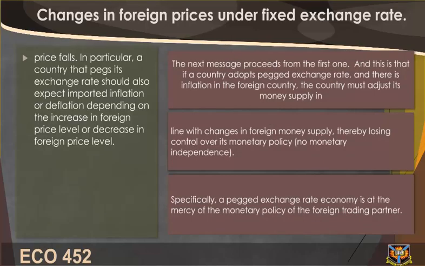price falls. In particular, a country that pegs its exchange rate should also expect imported inflation or deflation depending on the increase in foreign price level or decrease in foreign price level. The next message proceeds from the first one, and this is that if a country adopts pegged exchange rate and there is inflation in the foreign country, the country must adjust its money supply in line with changes in foreign money supply, thereby losing control over its monetary policy, no monetary independence. Specifically, a pegged exchange rate economy is at the mercy of the monetary policy of the foreign trading partner.